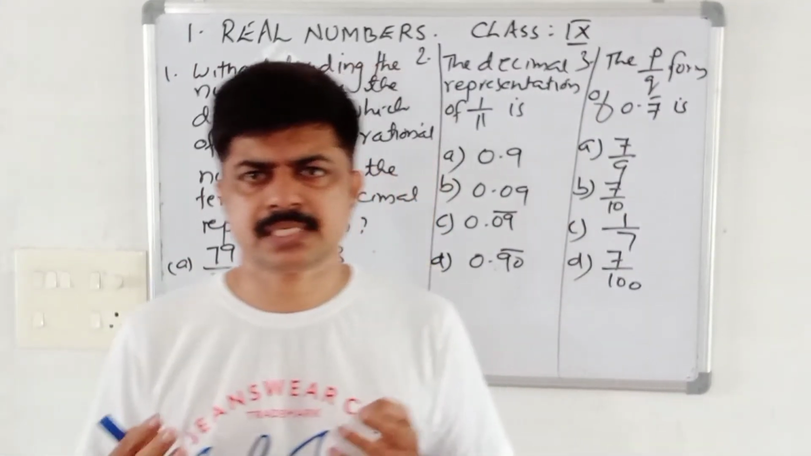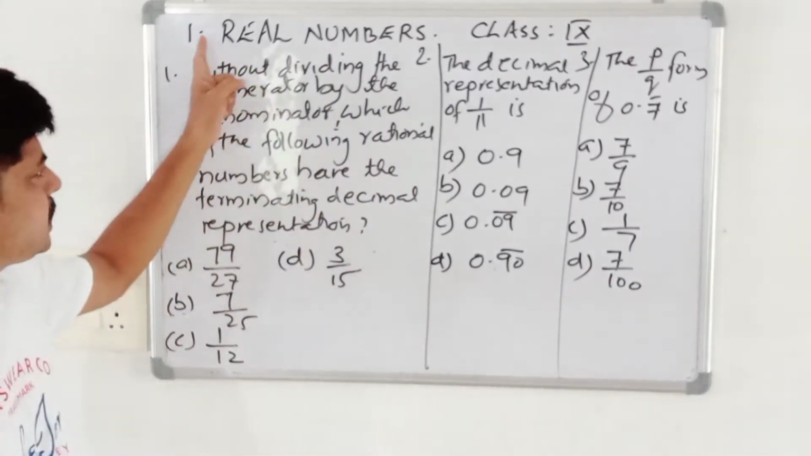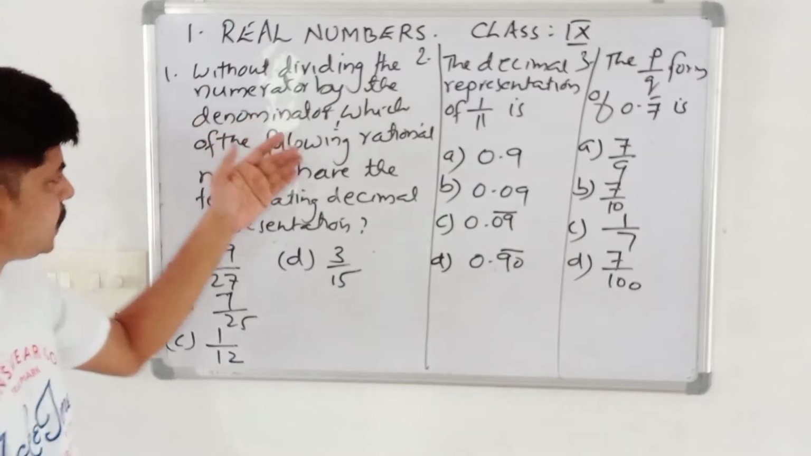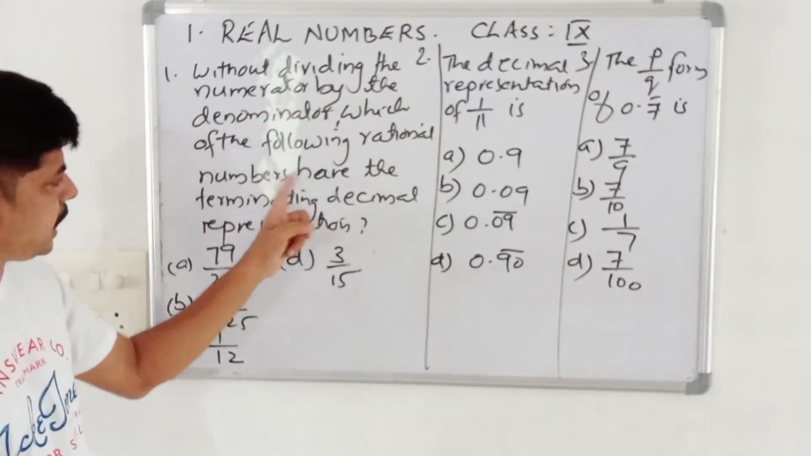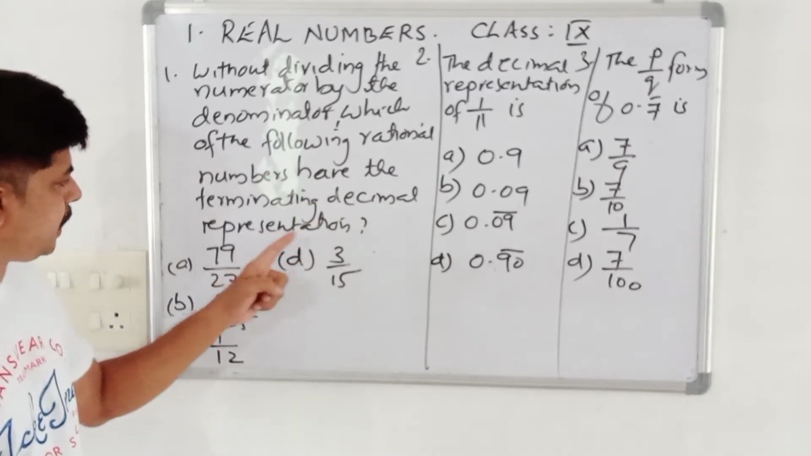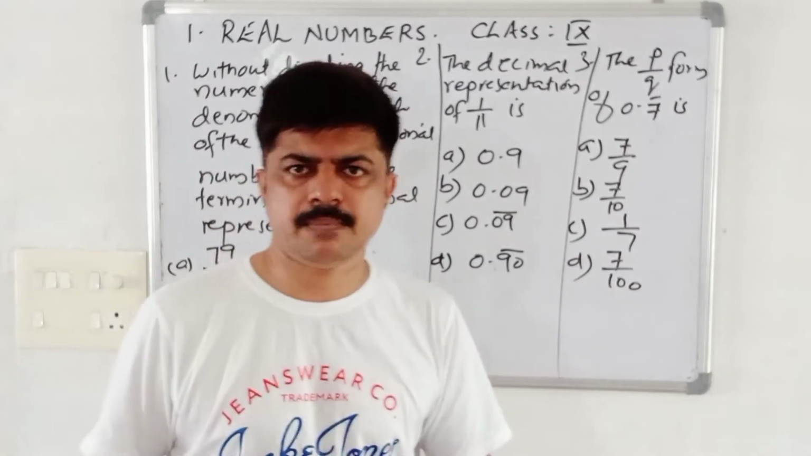In this video, we will be discussing the most important MCQ questions of class 9, first lesson, real numbers. Here we have our first question. Without dividing the numerator by the denominator, which of the following rational numbers have the terminating decimal representation? We are given 4 rational numbers. Which one is the terminating decimal representation?